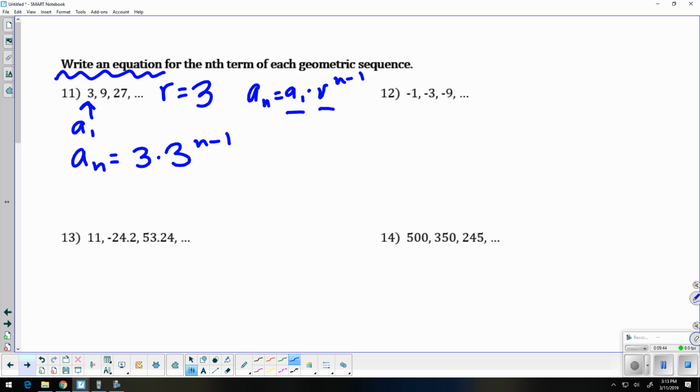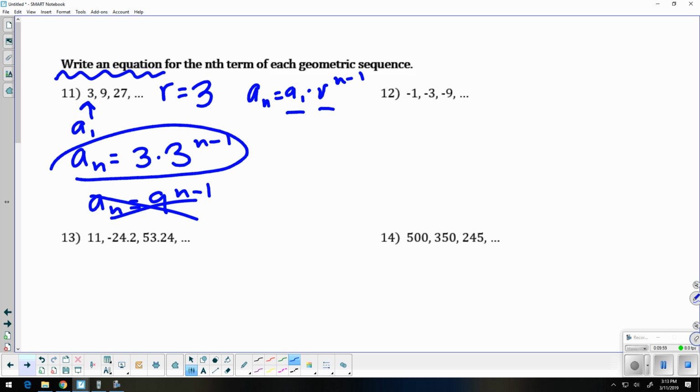Okay, so again, you can't actually simplify in this problem. You don't want to make this 9 to the n minus 1. You don't want to do that because that's not proper order of operations. You cannot multiply before you do an exponent. You can't do that. So this is incorrect. This is all you got. You plug in a sub 1, you plug in r, now you're done.